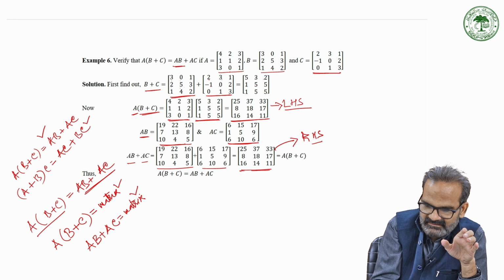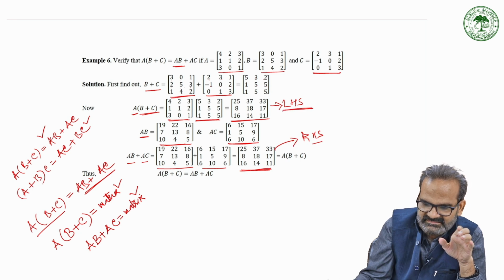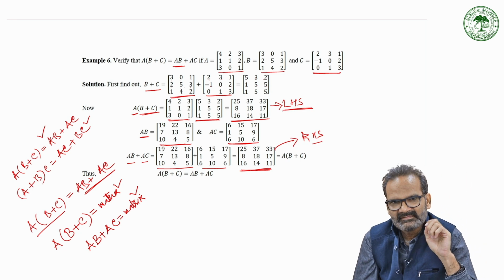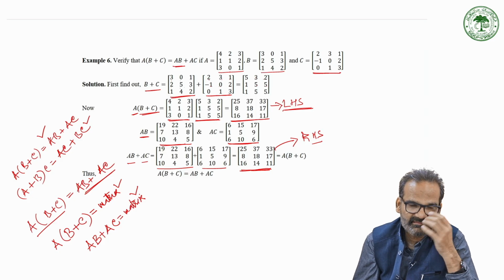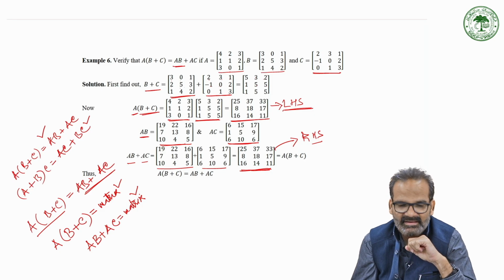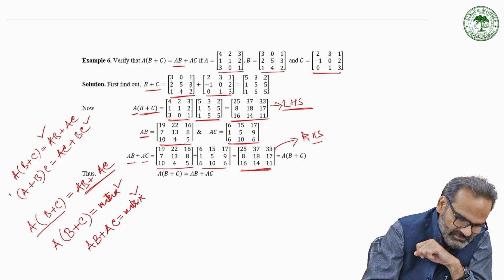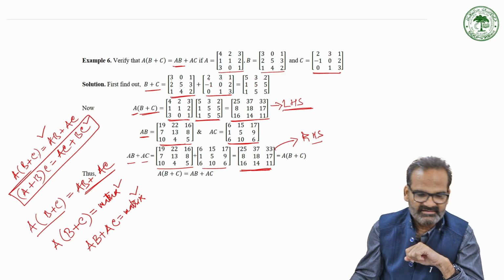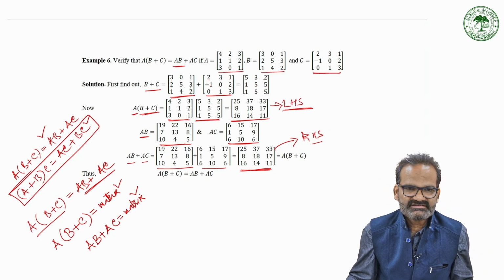So see, the right hand side matrix and left hand side matrix are both the same. Therefore, A(B + C) = AB + AC. So we have verified this property for these three matrices. You can verify this property yourself also for other three matrices. This is also known as the distributive property.